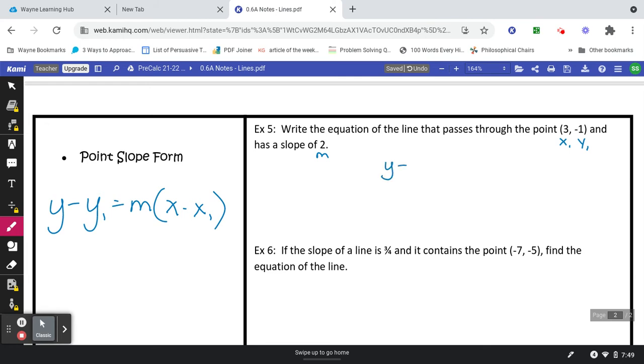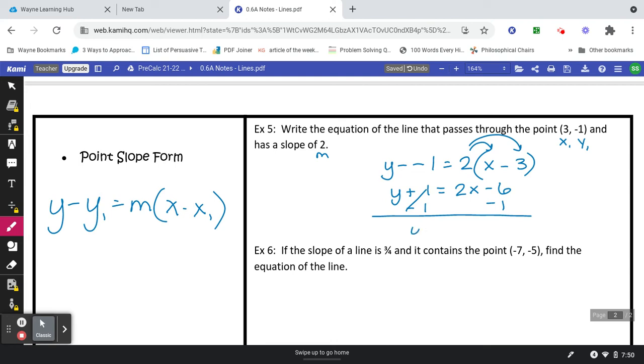So y minus y1, negative 1, equals the slope, 2, x minus x1, which is 3. The double negative can turn into a positive 1. We'll distribute. And then get the y by itself by subtracting 1 from both sides. Y equals 2x minus 7.